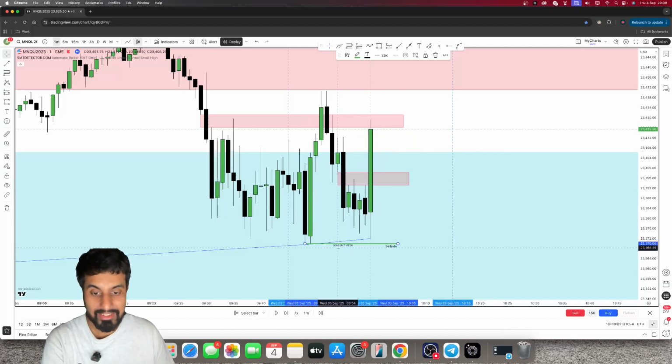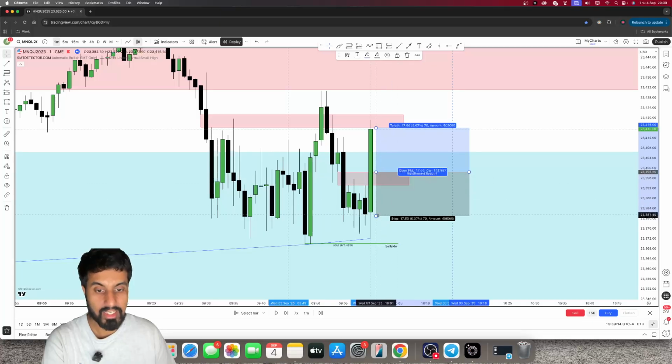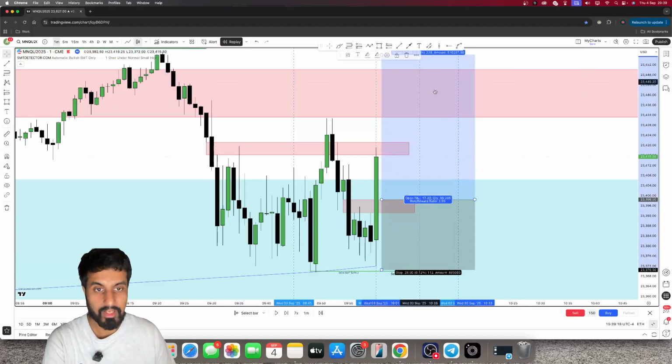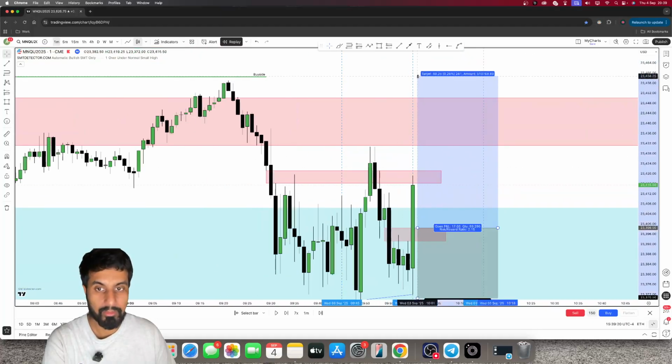But we had SMT right there. SMT on ES. ES took out this low, whereas NQ did not. So I'm expecting this low to be protected. This is now a protected low, and I'm now going to look to get in on a buy as price sort of retraces back into this area. And then this is where my target would have been, right there.